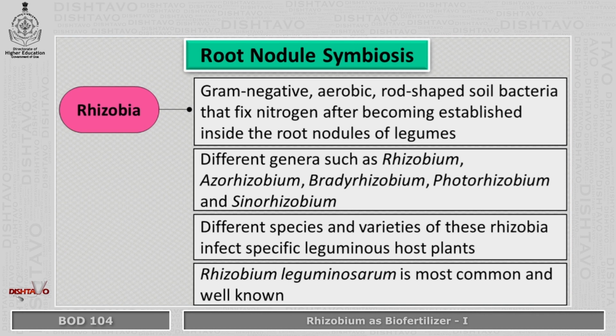Root nodule symbiosis. Rhizobia are gram-negative aerobic rod-shaped soil bacteria that fix nitrogen after becoming established inside the root nodules of legumes. They belong to different genera such as Rhizobium, Azorhizobium, Bradyrhizobium, Photorhizobium and Cynorhizobium. There are a number of different species and varieties of these rhizobia which infect specific leguminous host plants. Rhizobium leguminosarum is most common and well known. It commonly infects bean, pea and clover.